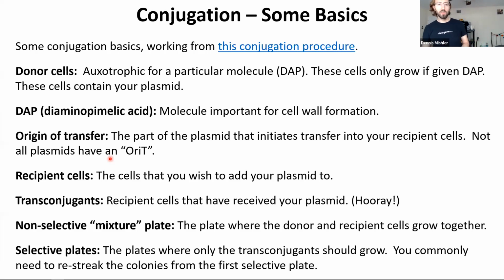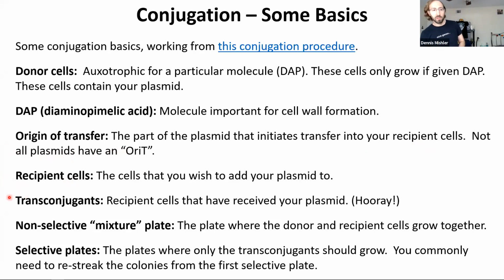Origin of transfer, also known as oriT. This is the part of the plasmid that initiates the transfer of the plasmid into your recipient cells. Okay. Not all plasmids have an oriT, so you'll need to check that. If you're trying to do conjugation, make sure you have one of those. All right. Recipient cells, those are simply the cells that you wish to add your plasmid to. So, it's just whatever your organism is that you want to work with.